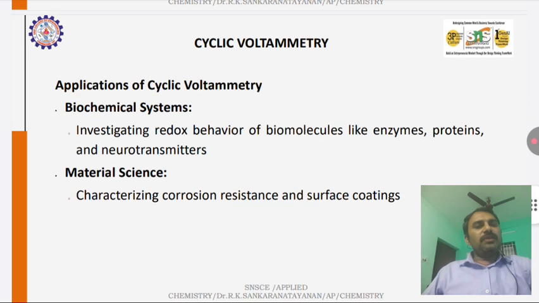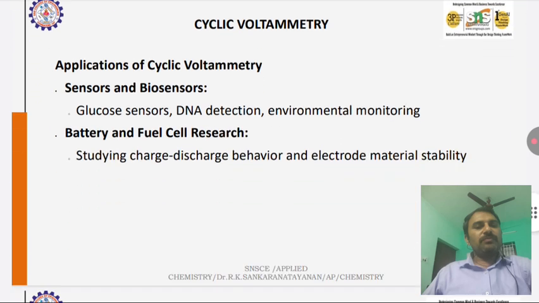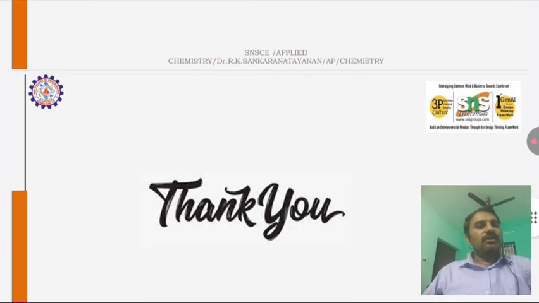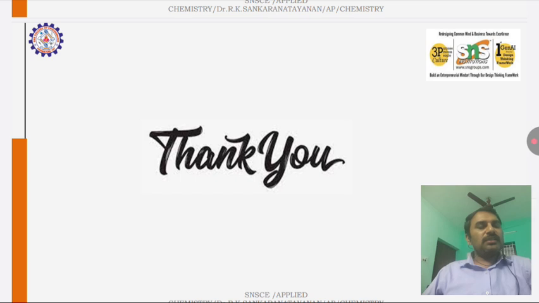In biochemical applications, as I already said, enzymes and proteins involve a lot of chemistry, and electron transfer also happens, as in neurotransmitters. In material science, corrosion, oxidation, reduction and resistance, in all these fields cyclic voltammetry is a very important tool. In battery and fuel research, the 4 electron and 2 electron transfer concept is mainly useful. So cyclic voltammetry instruments are involved in a wide variety of applications.